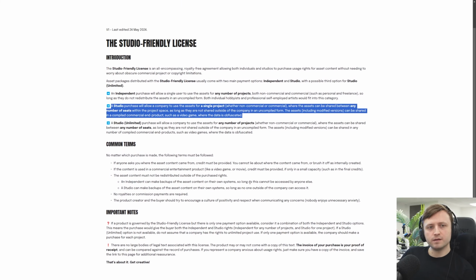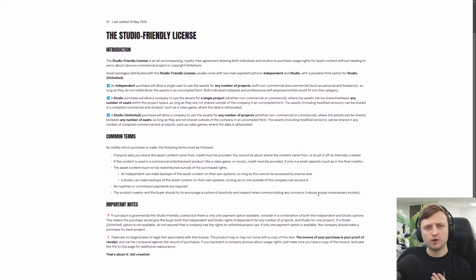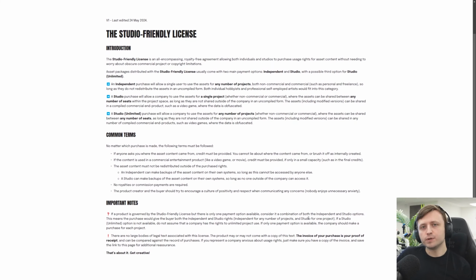Now, doing stuff in a non-legalese way is maybe sometimes a bit of a lower confidence option for large companies, but it doesn't have to be. I make a note at the end of the license here that says, there are no large bodies of legal text associated with this license. The product may or may not come with a copy of this text, depending on if the creator wants to include it.